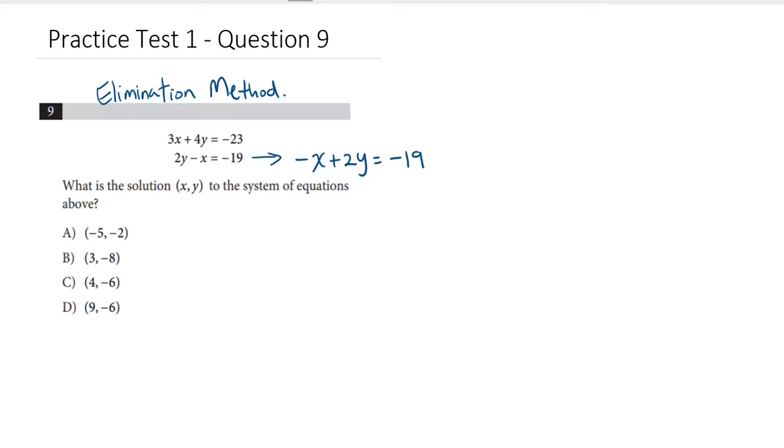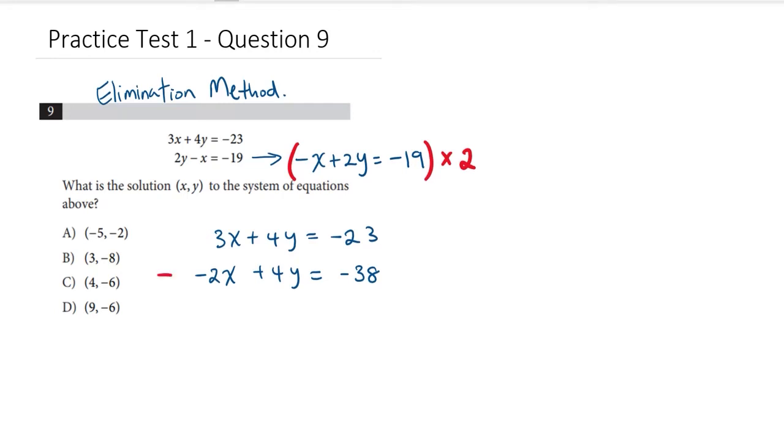So let's rewrite it by multiplying the second equation by 2. The first equation is 3x plus 4y is negative 23. Multiplying the second equation by 2, that will be negative 2x plus 4y is negative 38. These 4y and 4y have the same sign, so we would have to eliminate the y variable by subtracting.